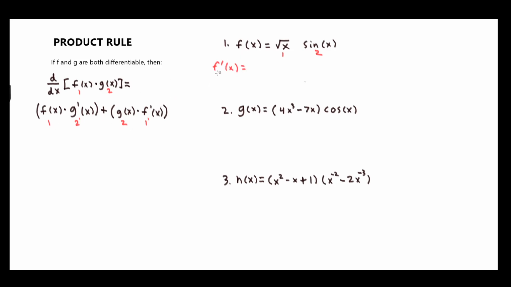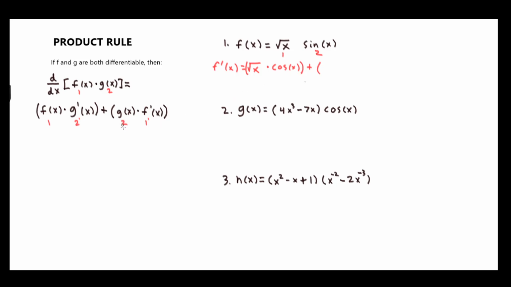So we just list our first term, which is just the square root of x, and then we're going to multiply that by the derivative of the second term, which in this case is the sine of x. And then, as we know, our derivative of sine of x is just the cosine of x, so we write cosine of x here. And this is going to be the first half of our product rule.